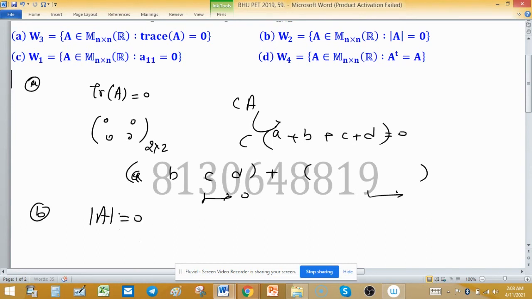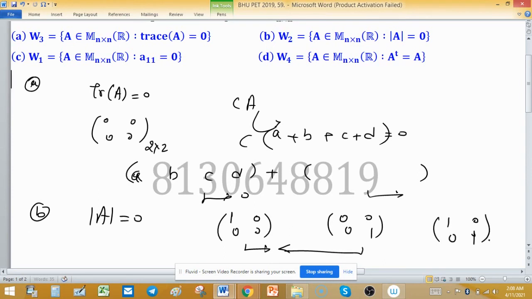So the zero matrix is there, no problem. If we take two elements, [1, 0; 0, 0] and [0, 0; 0, 1], the determinant of this one is also 0, and the determinant of [0, 0; 0, 1] is also 0. But their sum is the identity matrix of order 2.